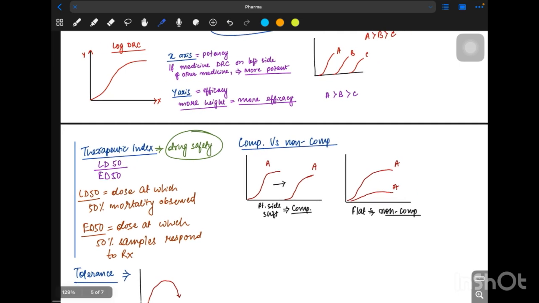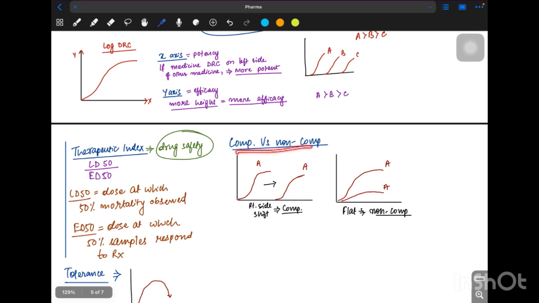Now let's understand what is competitive and non-competitive. The right side shift, this is a drug A, and after taking another drug, the drug A has shifted to right side. So if there is right side shift, it is known as competitive. And this is drug A. The drug A has become more flat, the curve has become more flat. If it becomes flat, it is known as non-competitive inhibition.